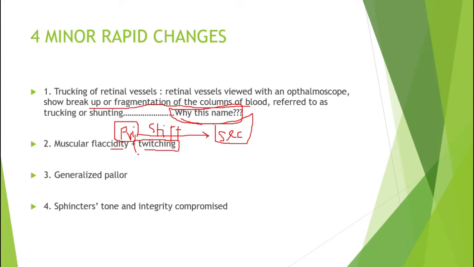Twitching is seen because of the discharges of the dying motor neurons, which may stimulate a small group of muscle cells, and this leads to the focal twitching. There is generalized pallor, and why generalized pallor? Generalized pallor is due to GI problems, right? Pallor is seen due to GI problems.